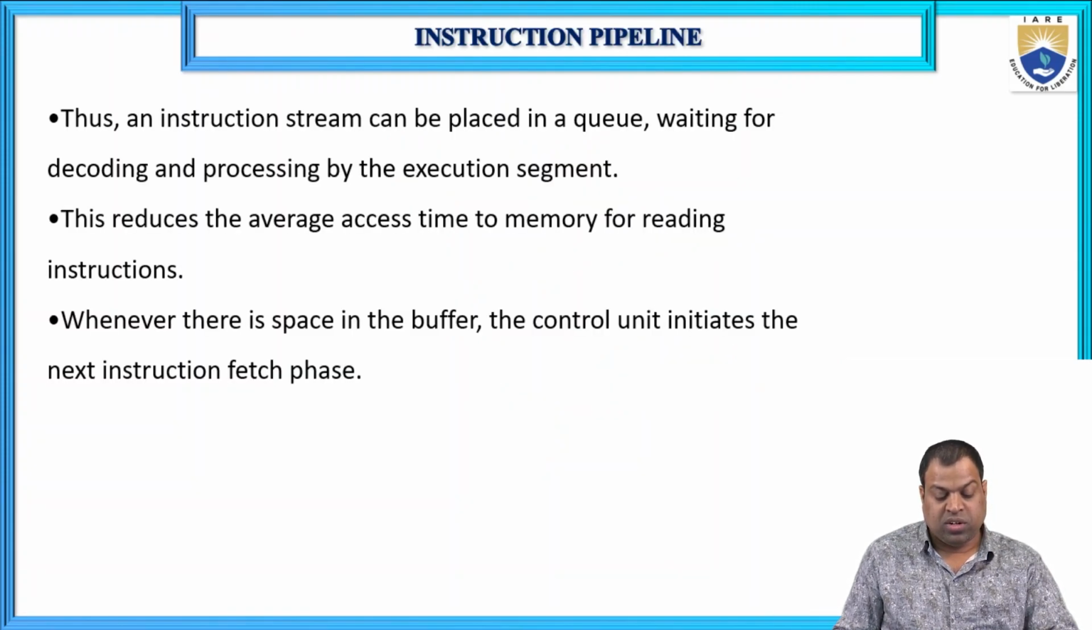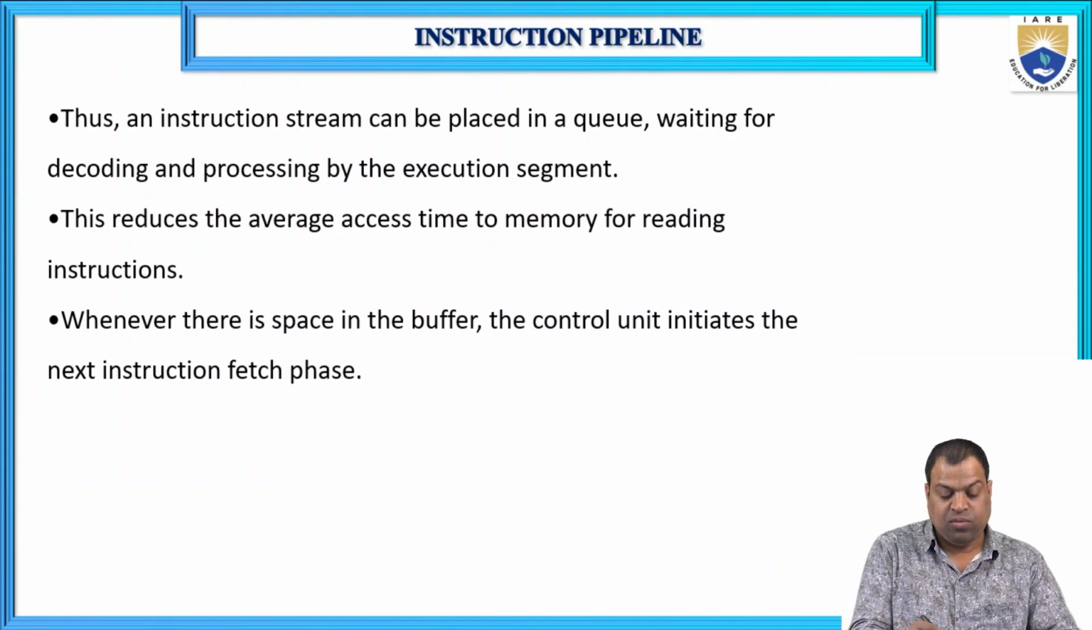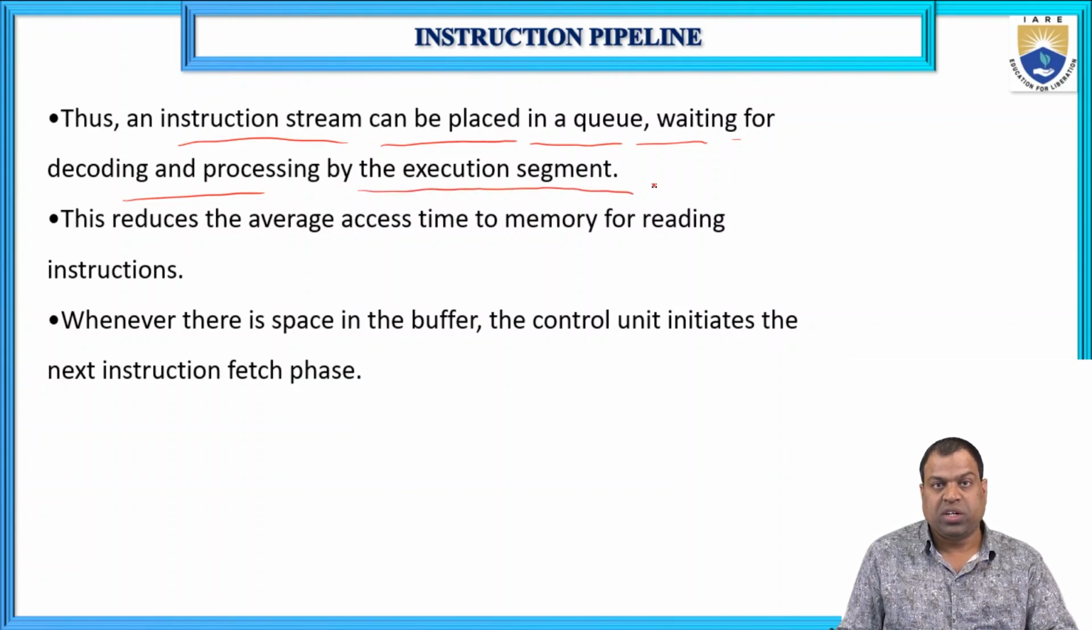So, instruction pipeline. An instruction stream can be placed in a queue waiting for decoding and processing by the execution segment. This reduces the average access time to memory for reading instructions. Whenever there is space in the buffer, the control unit initiates the next instruction fetch phase. So, the first one we already discussed in instruction fetching.